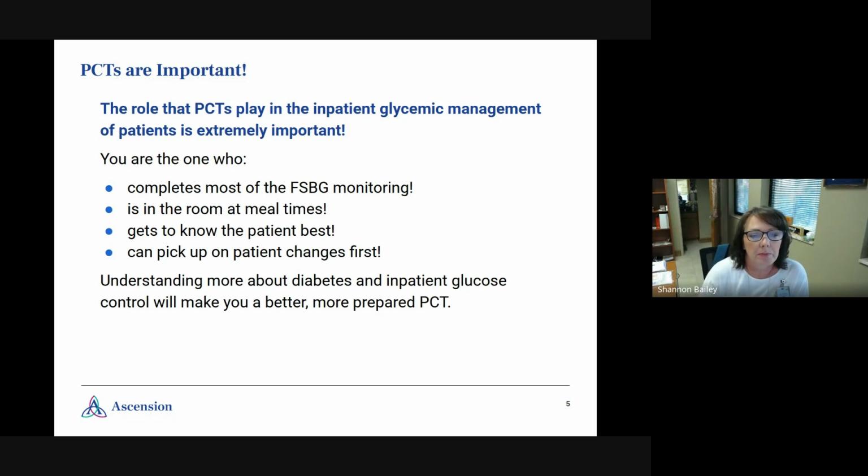The role that the patient care techs play in terms of inpatient glycemic management is important because you're the one who completes most of the finger stick blood glucose testing. You're in the room at meal times. You usually get to know the patient better than the nurse does. You have more time with the patient. And you may be able to pick up on patient changes first and notify the nurses. So understanding more about diabetes and inpatient glucose control will make you better and more prepared as a tech.